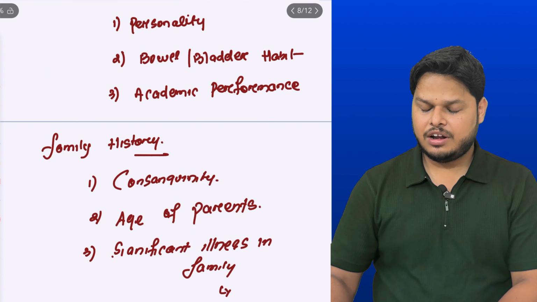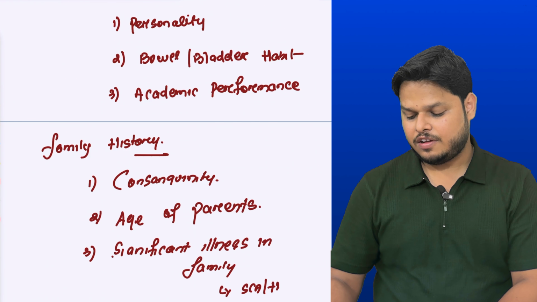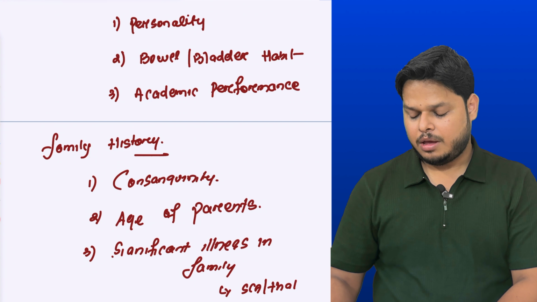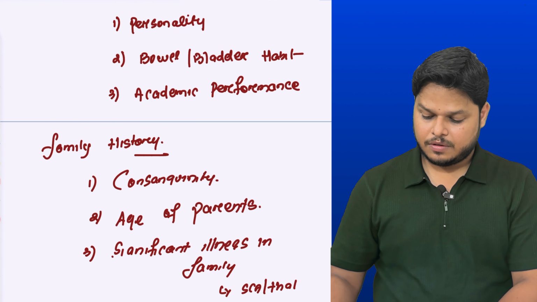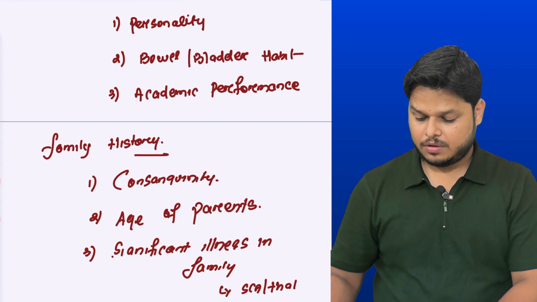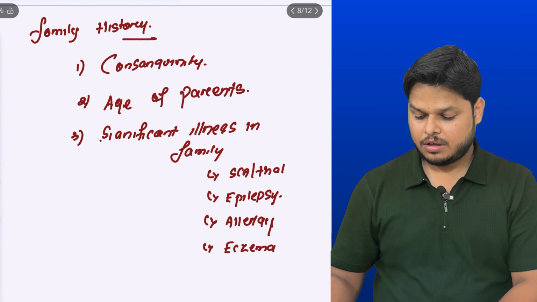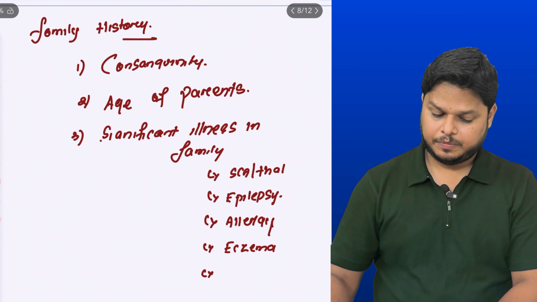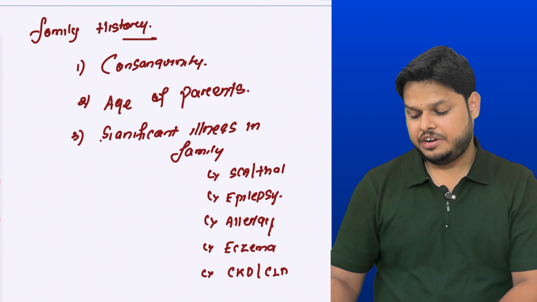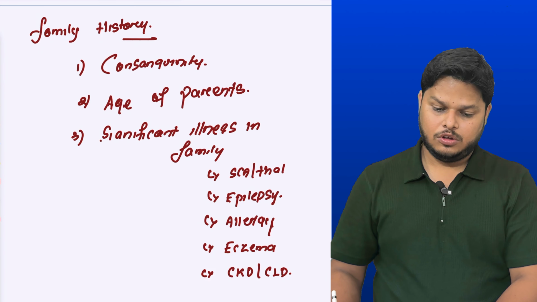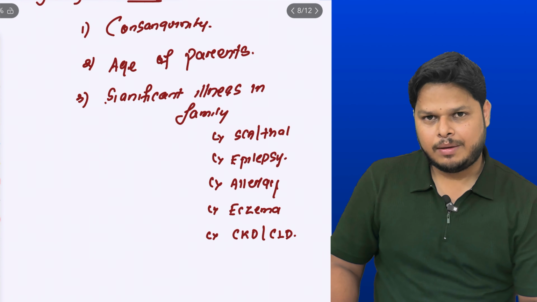What significant illness are we looking for? Sickle cell anemia or thalassemia, epilepsy, allergy, eczema, any chronic diseases like chronic kidney disease or chronic liver disease, right? So these all we can ask importantly in family history.